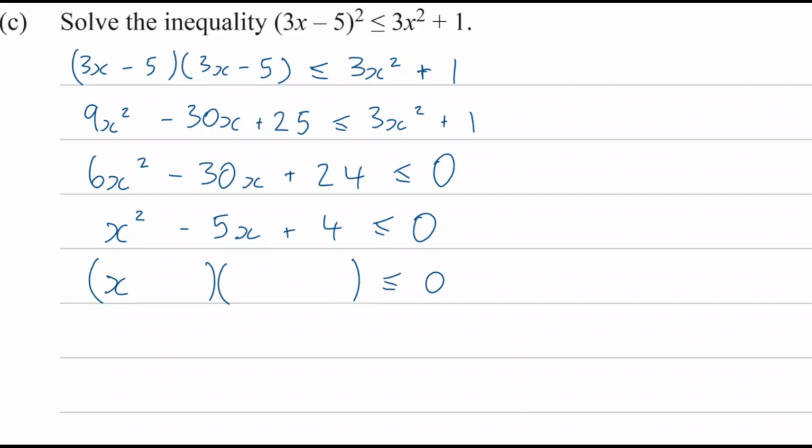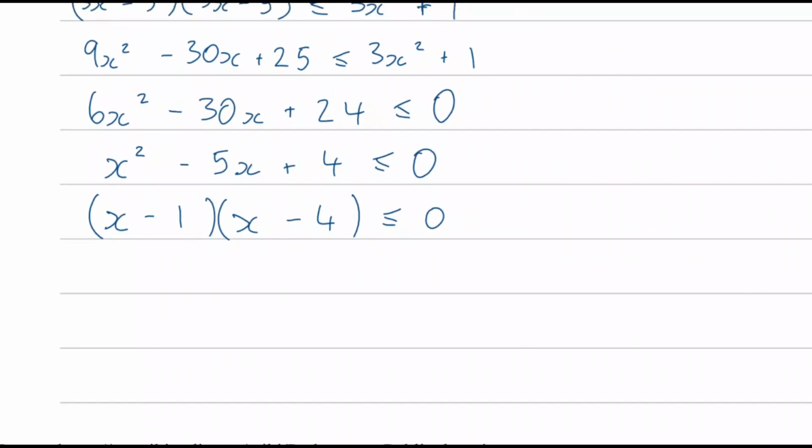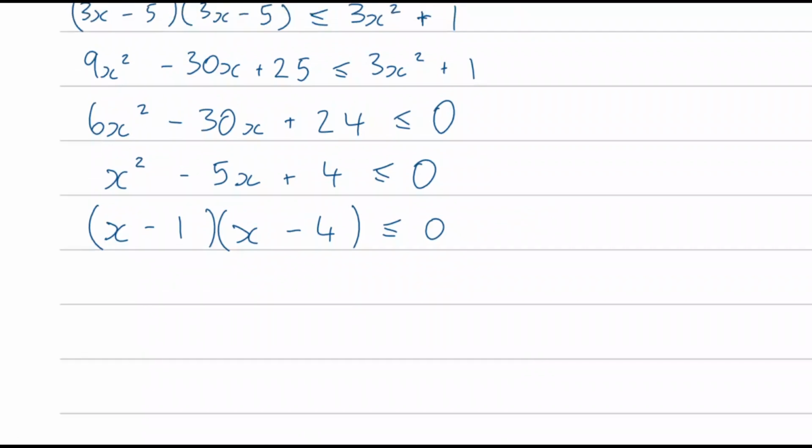So on the left-hand side, factorizing: multiplies to positive 4, adds to negative 5. That would be negative 1 and negative 4. Awesome. So if this was an equation, if it was an equal sign, we would then set both of those brackets to 0 and we'd get x equals 1 or x equals 4, and then we're done. However, this is an inequation.